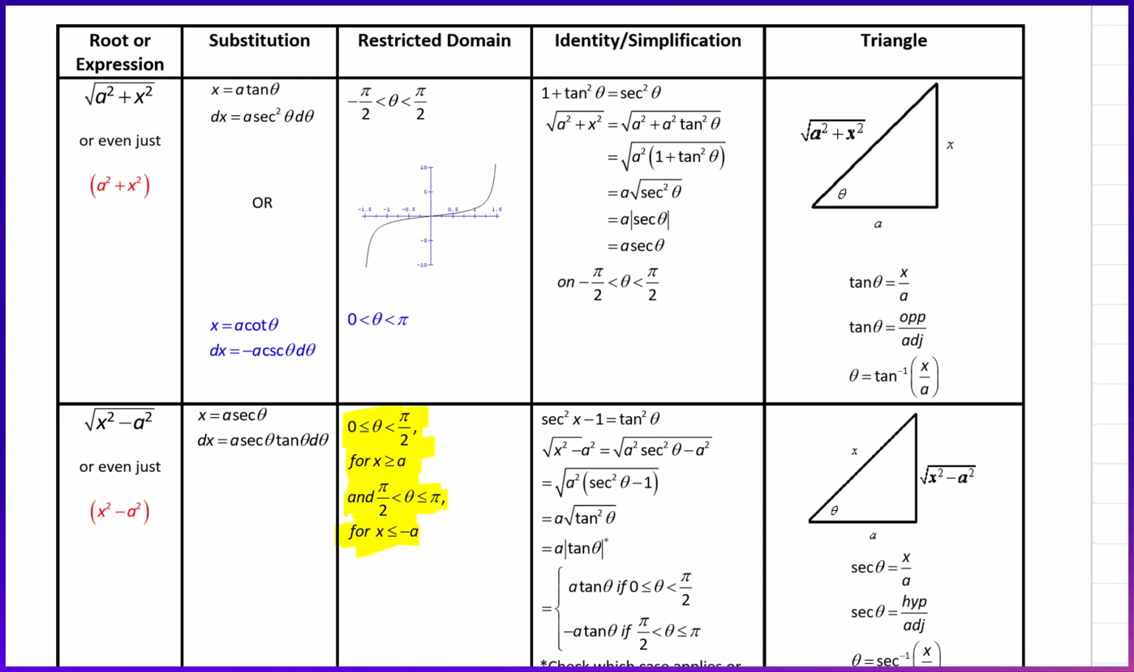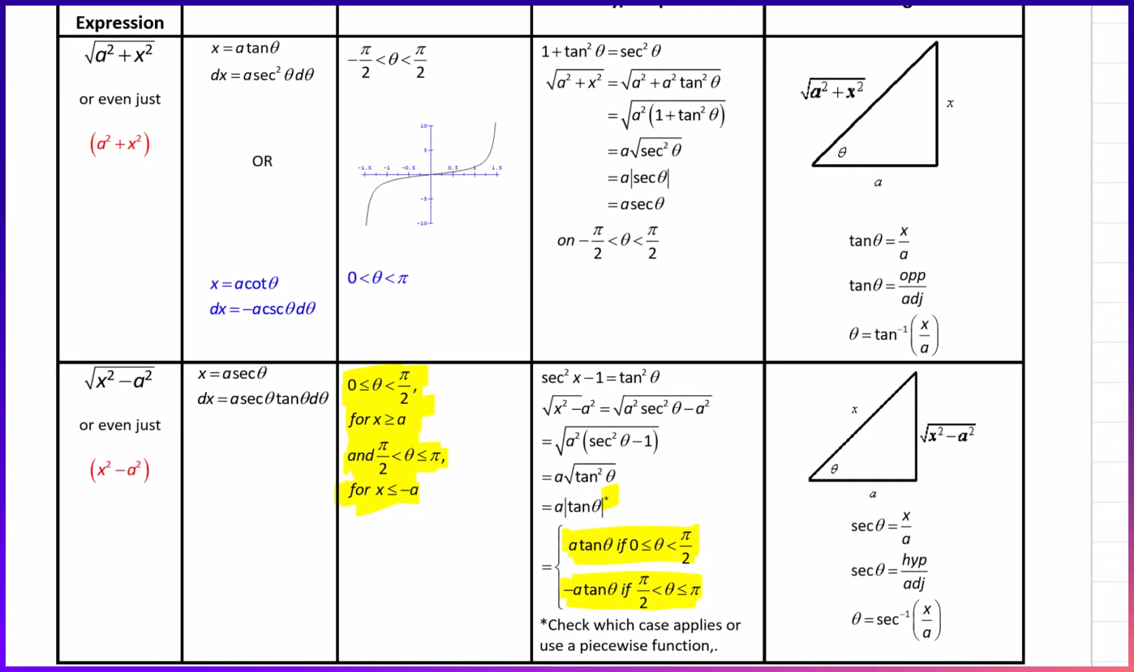So we have this restriction: we let theta be between 0 and pi over 2 if x is greater than or equal to a, and between pi over 2 and pi if x is less than or equal to negative a. Make the substitution. Because of that restriction, when we take the absolute value, we do have to think about if the tangent is positive or negative. And so I just made this little note.